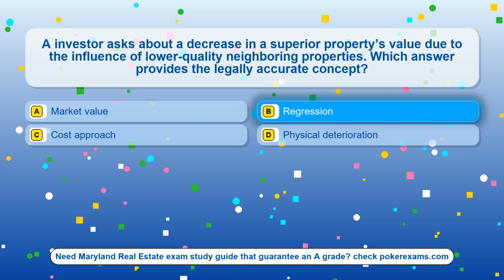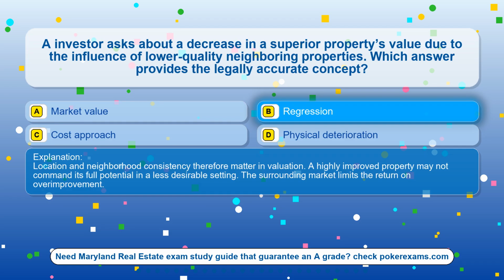The correct answer is option B, regression. Location and neighborhood consistency therefore matter in valuation. A highly improved property may not command its full potential in a less desirable setting. The surrounding market limits the return on overimprovement.